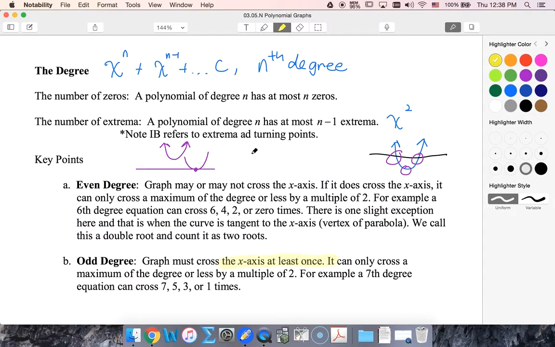And that's because for an odd degree, like a cubic, I will start increasing, maybe have a section where I decrease and then increase again. So if I start and end increasing or start and end by decreasing, I'm always going to cross the x-axis. And I could end up crossing the x-axis as many as 3 times. So 1, 2, 3. Or I could cross just once.